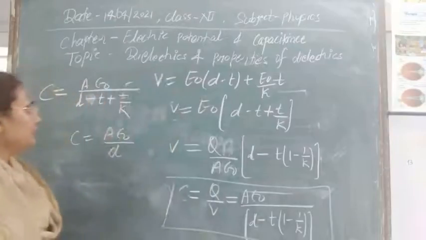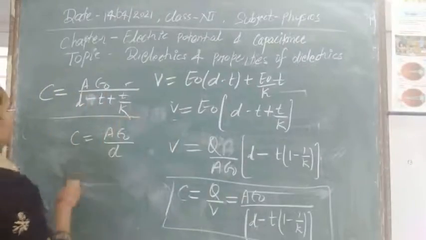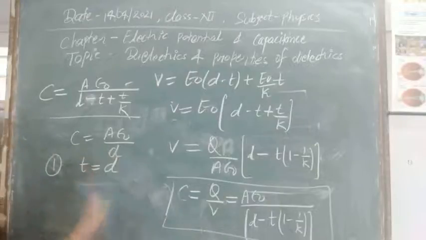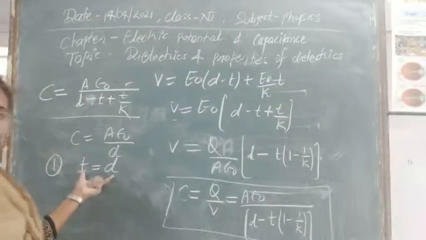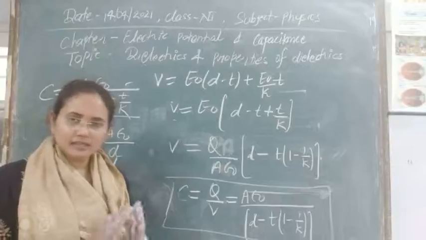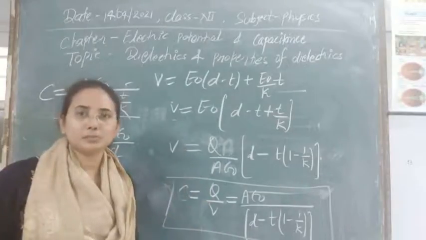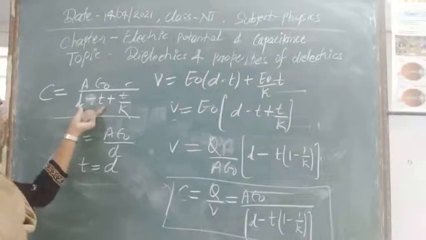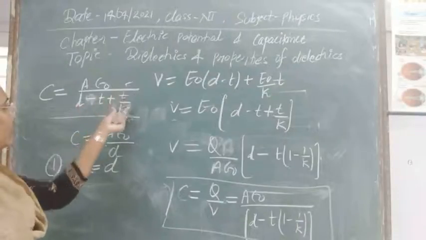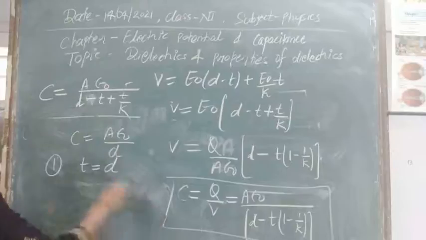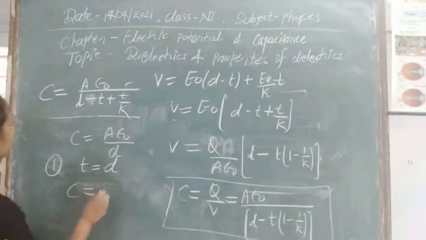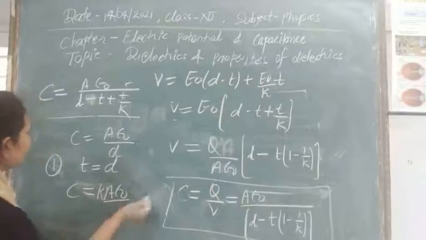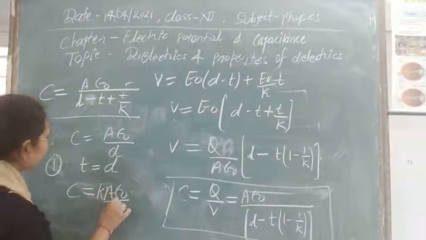Now we can see some conditions from this formula. The first condition: suppose the thickness of the dielectric slab that we have taken is equal to D. It means if we put the dielectric slab in the whole space between the parallel plates, then in this formula D minus T will cancel out. Here there will be only D and here will be K. So C is equal to K A epsilon 0 divided by D.